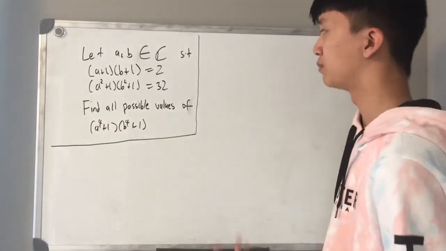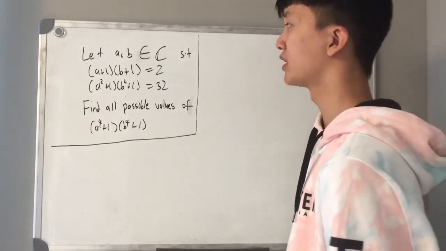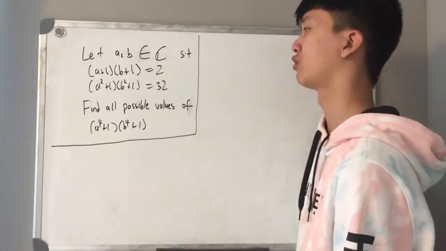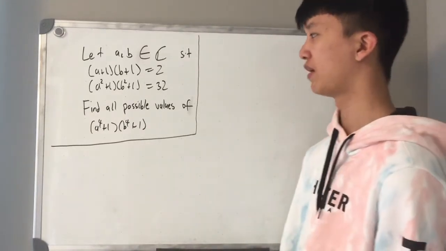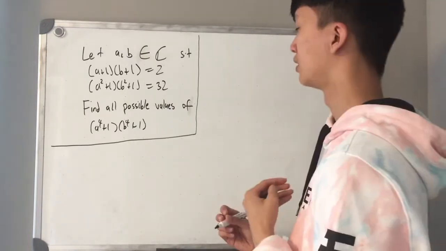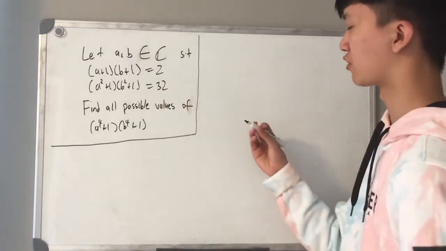So let a and b be complex numbers such that (a plus 1)(b plus 1) is equal to 2, and (a squared plus 1)(b squared plus 1) is equal to 32. So find all possible values of (a to the 4 plus 1)(b to the 4 plus 1). Now to start, let's multiply the first equation out.